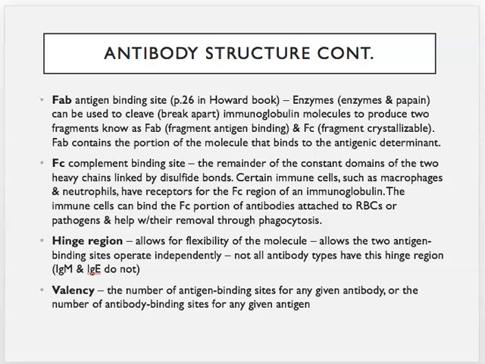The hinge region of the antibody molecule allows for flexibility of the molecule, so it allows the 2 antigen binding sites to operate independently from one another. Not all antibody types have this hinge region specifically; IgM and IgE do not. And the term valency refers to the number of antigen binding sites for any given antibody, or the number of antibody binding sites for any given antigen.